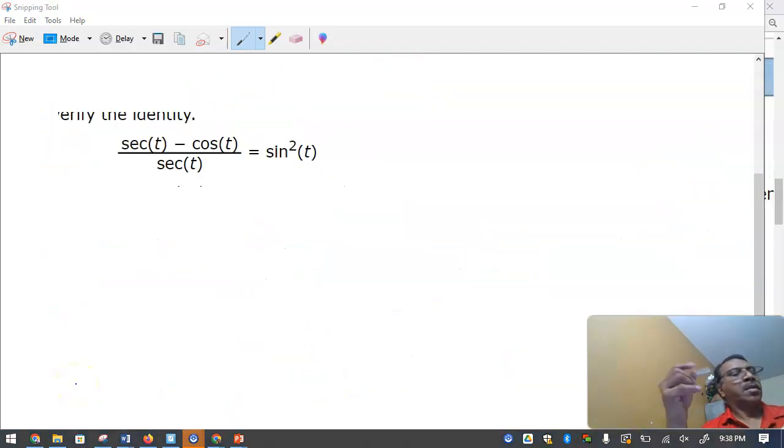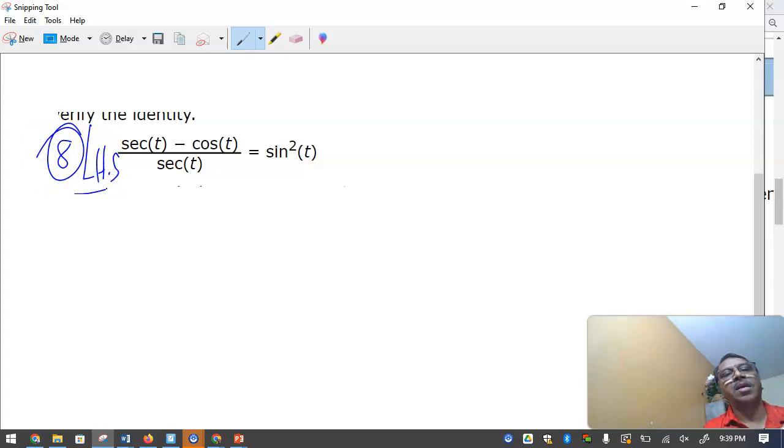So this is question number 8. Okay, so I'll start with the left side because the left side has got too many things, and the right side is just a fine square. So if I start with the left side, what are my options? Replace secant as 1 over cosine t.